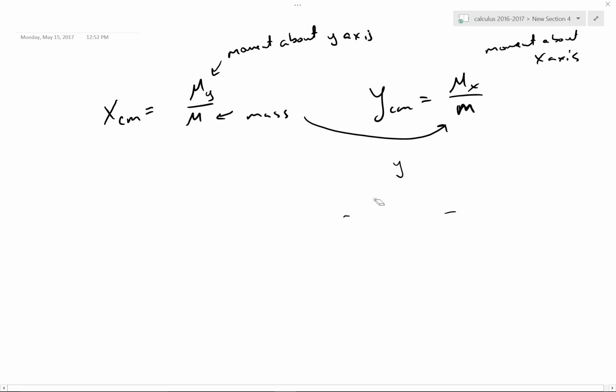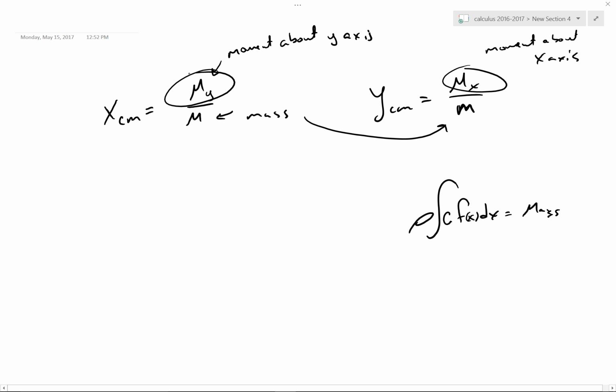And you're like, well, mass is straightforward. It's literally rho times that constant thickness times f of x dx. This is basically your mass, again assuming uniform density. That's easy. Okay, so then the only question is, how do we go about finding these guys? That's the tricky part.